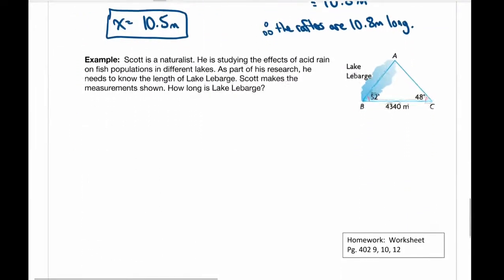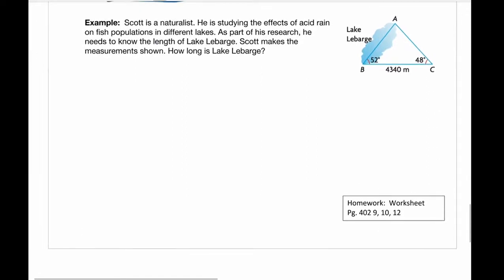In the next example, Scott is a naturalist. He is studying the effects of acid rain on fish populations in different lakes. As part of his research, he needs to know the length of Lake Labarge. Scott makes the measurements shown. How long is Lake Labarge? So looking at our triangle here, we have some information, and we're looking for this length.